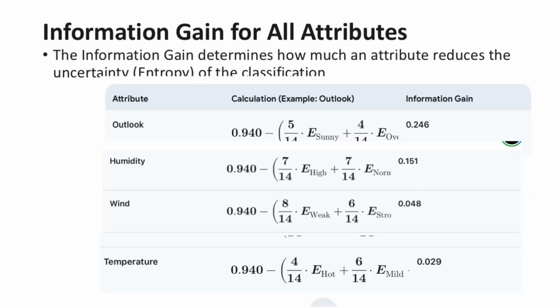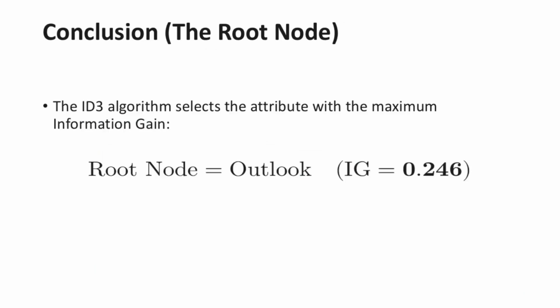By calculating, we get 0.2464 for the outlook attribute, 0.151 for humidity, 0.048 for wind and 0.029 for temperature. By looking through it, the ID3 algorithm selects the attribute with maximum information gain. Here, root node equals outlook. Its information gain is 0.246. It is the maximum value.